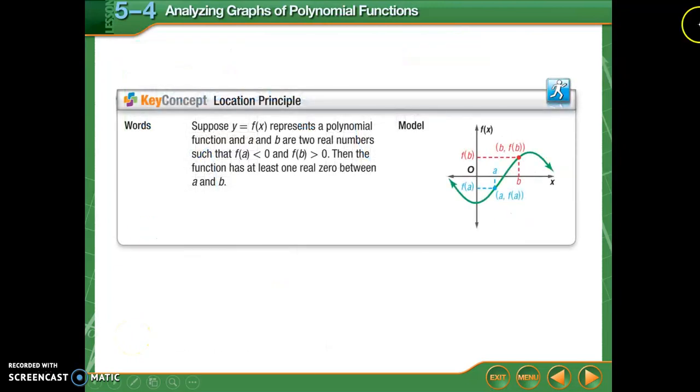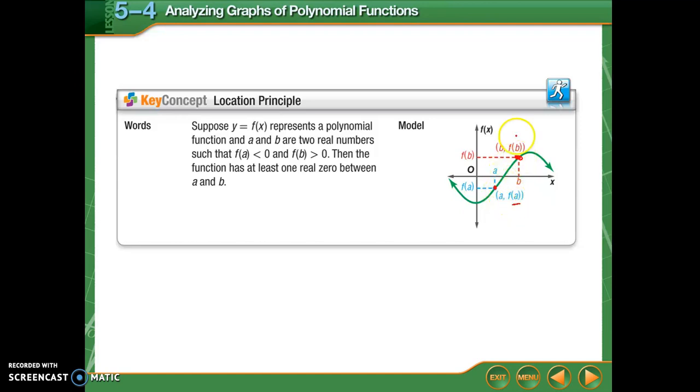All right, now we're going to talk about something called the location principle. The location principle is actually very logical, although sometimes we don't necessarily think about it. But it says, suppose that f of x represents a polynomial function. So here on this graph, this green curve represents a polynomial function, and a and b are 2 real numbers. Okay, so here a is some x value, and notice that f of a is a negative value, so that's below the x-axis. And when I plug in b, f of b is above the x-axis, a positive value.